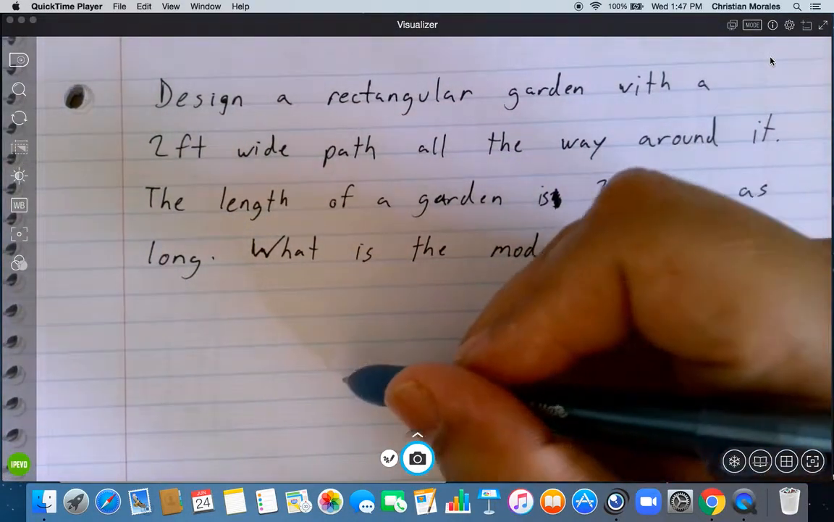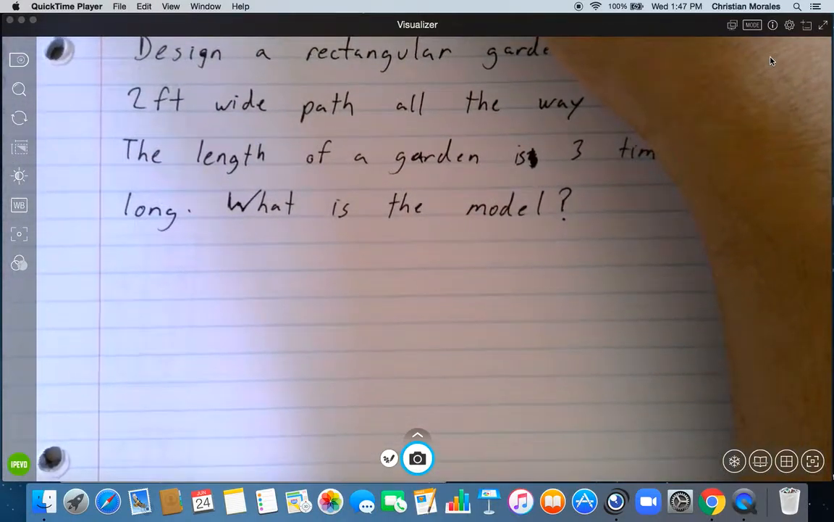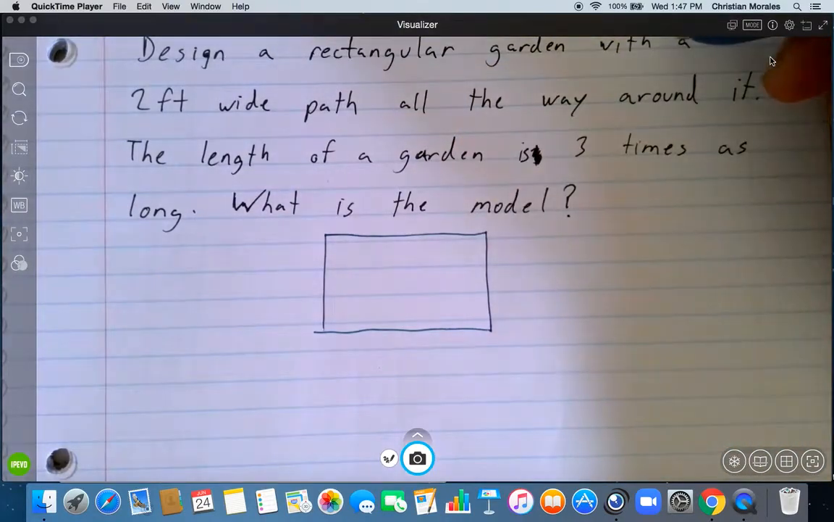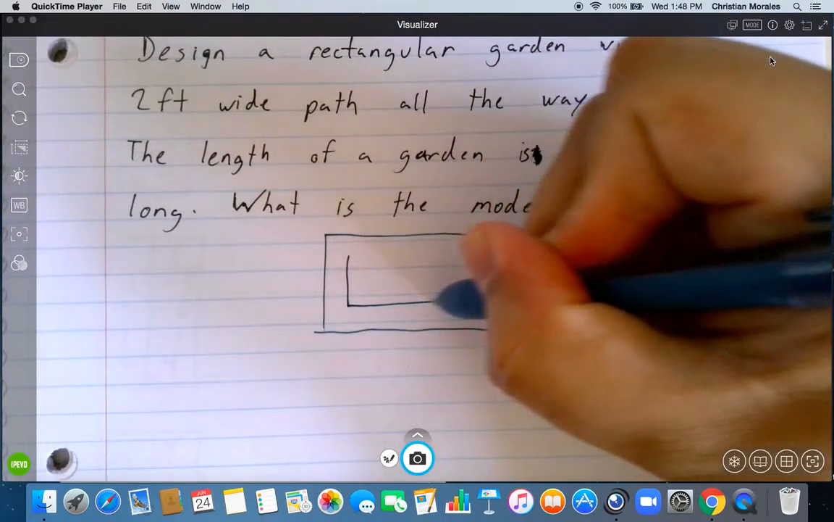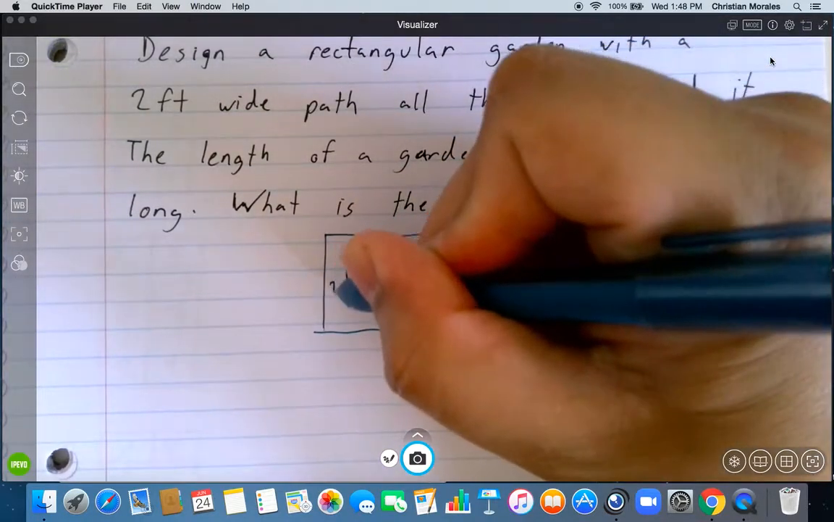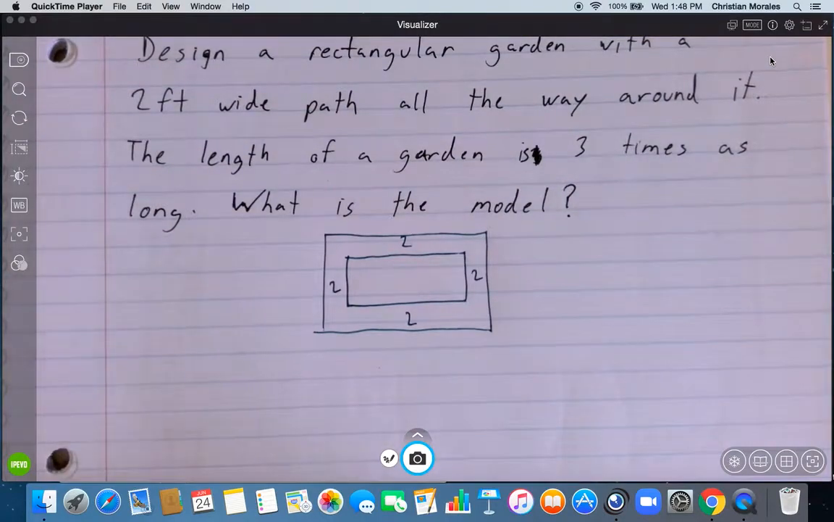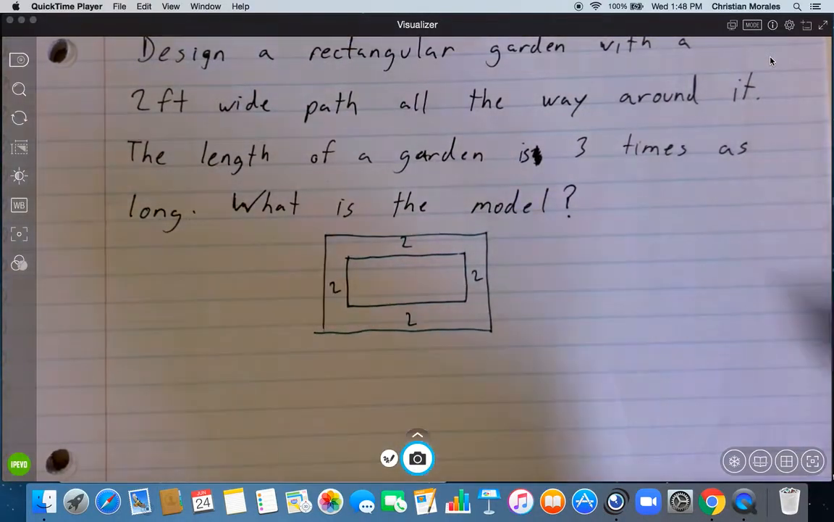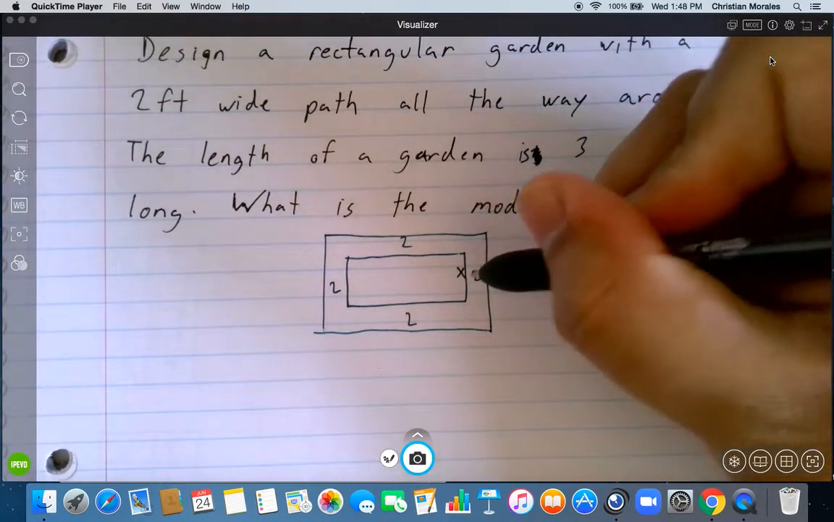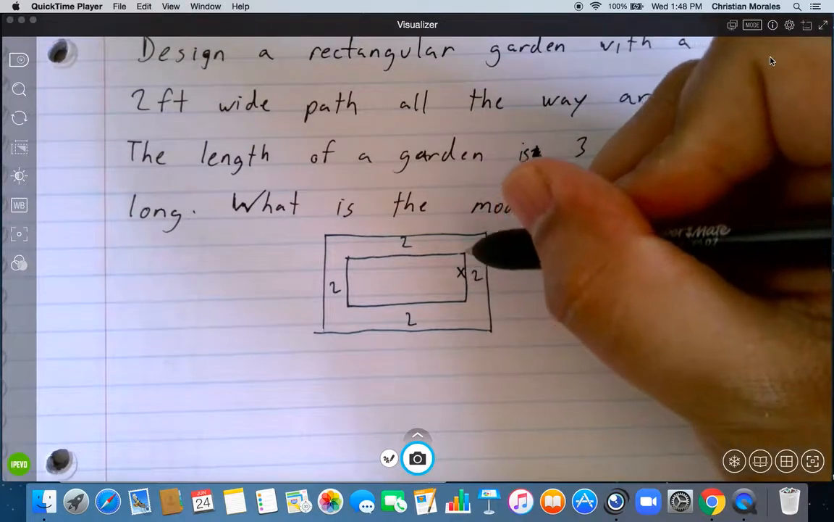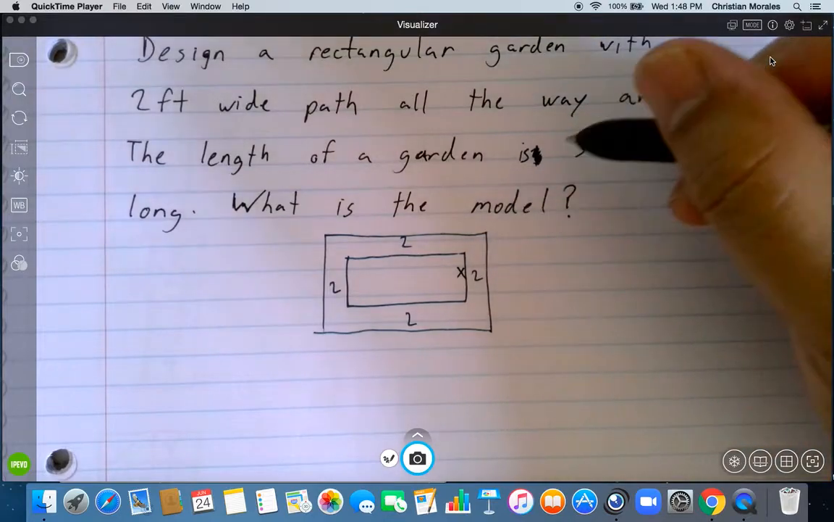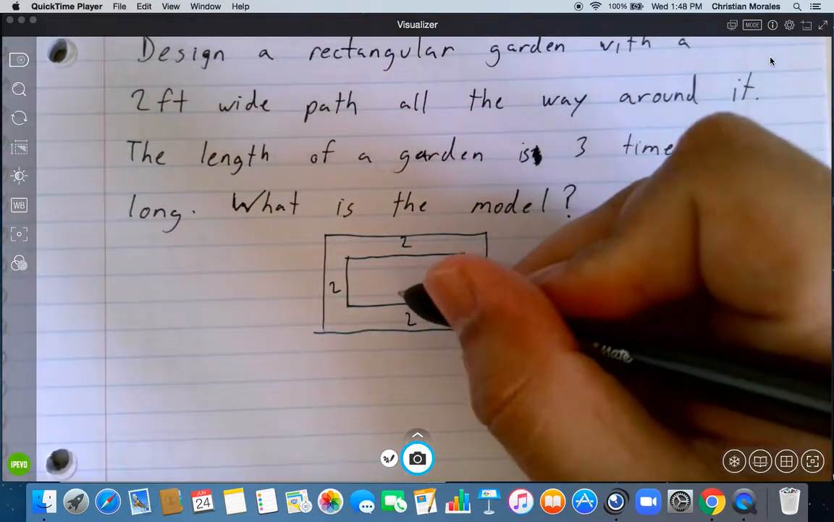I'm going to try to draw this as best I can. Let me push this down a little bit. Okay. So we have a rectangular garden, right? And it has a path alongside it that's 2 feet in all directions. 2 feet, 2 feet, 2 feet, okay? And then it says that the length of the garden is 3 times as long as the width. So if this is the width, and let's just say it's x, and this is 3 times as big as the length, sorry, 3 times the length, yeah. So it's going to be 3x.